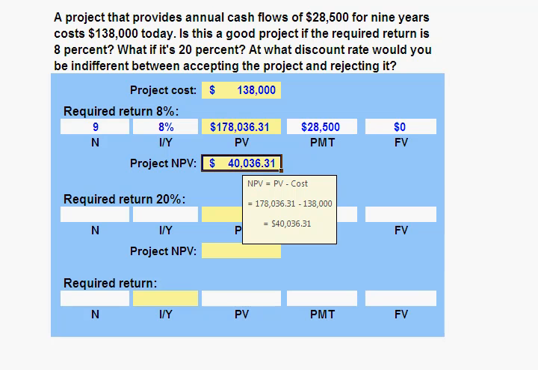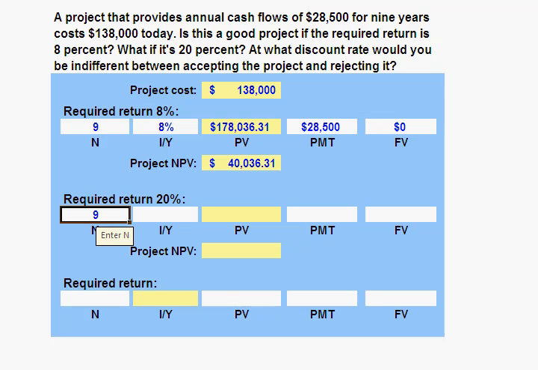$40,036.31. At a 20% required rate of return, we will solve the problem in much the same way. Let's go ahead again and enter 9 for N, that was the life of the project, 20 for our interest rate, because that's our new required rate of return.